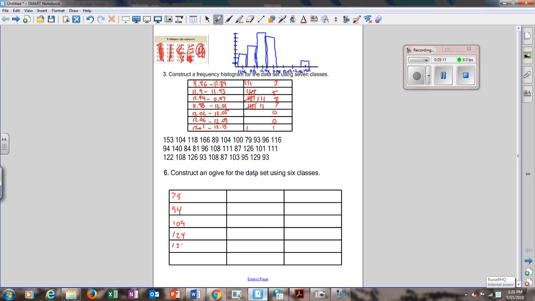139, and 154. Then the upper limits: 93, 108, 123, 138, and 153, and then 168 for your high.